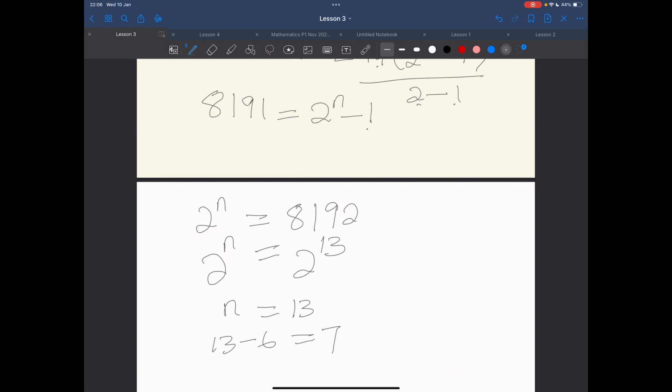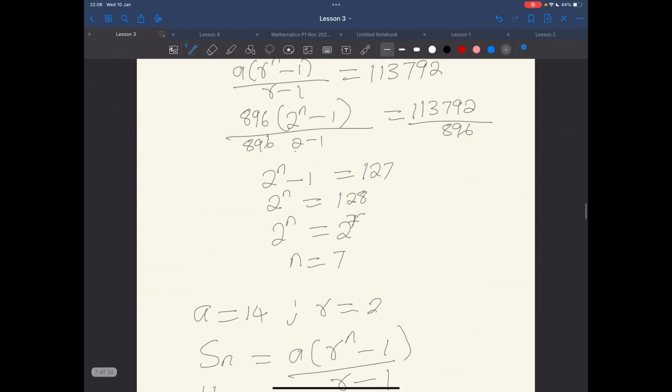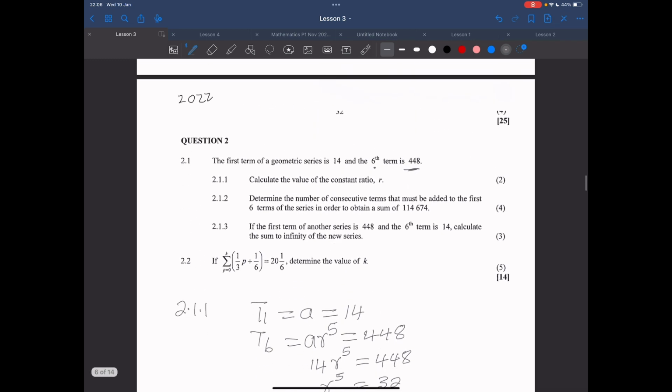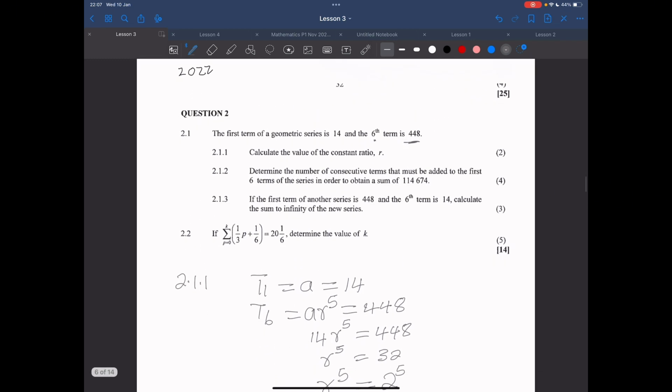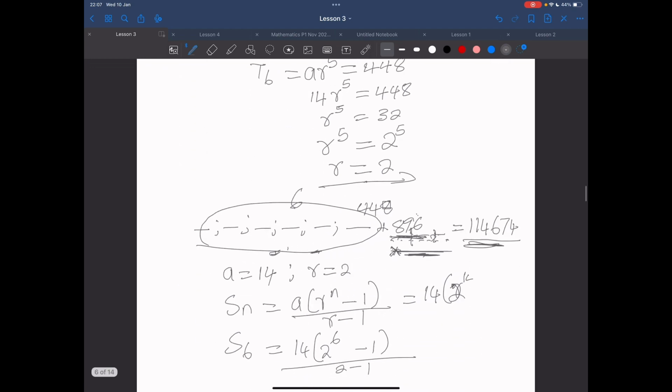Okay, so now let's go to the next question. Question 2.1.3 rather. If the first term of another series is 448, so the first term, meaning A, is 448, and the sixth term is 14. A is 448, and term number 6 is 14. Calculate the sum to infinity of the series.